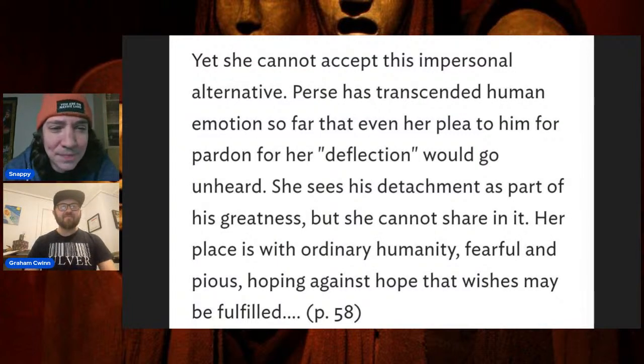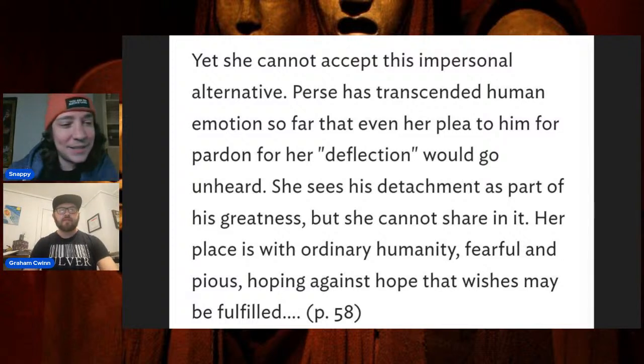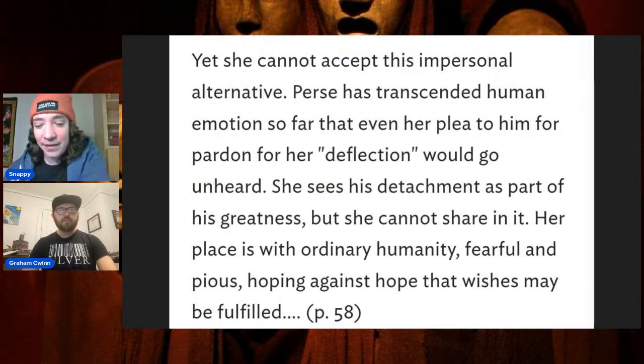Yet she cannot accept this impersonal alternative. Persée has transcended human emotion so far that even her plea to him for pardon for her deflection would go unheard. She sees his detachment as part of his greatness, but she cannot share in it. Her place is with ordinary humanity, fearful and pious, hoping against hope that wishes may be fulfilled. So experiencing this idealistic man, she's almost able to realize her idealistic lover, someone who's fully removed, fully God in every sense. It's kind of interesting.